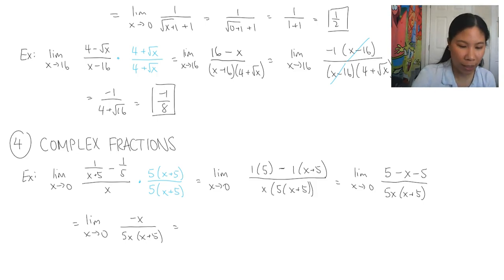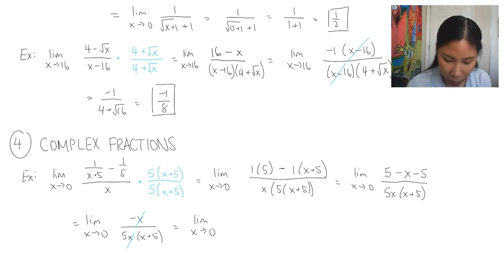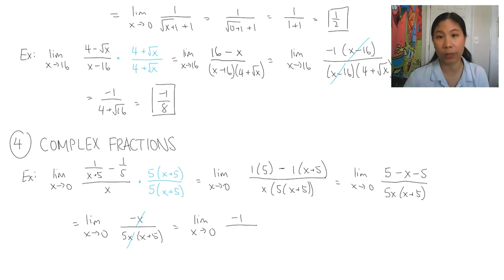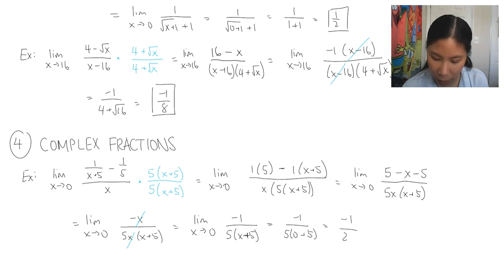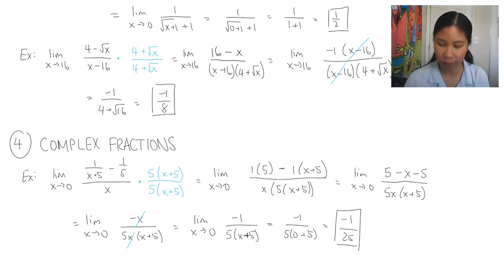But look at that, I have an x on top and on bottom. So I can cancel those out, leaving me with the limit as x approaches 0 of negative 1 on top, since there's still that negative there, over 5 times x plus 5. And now you'll see that on the bottom, I no longer have anything that would make this equal to 0 if I were to plug in x equals 0. So plugging in x equals 0, I get negative 1 over 25. Done.